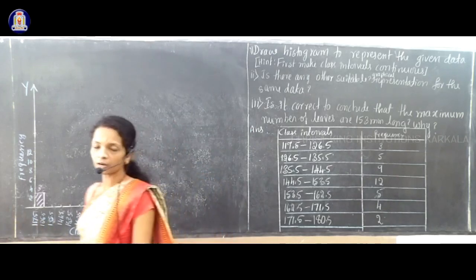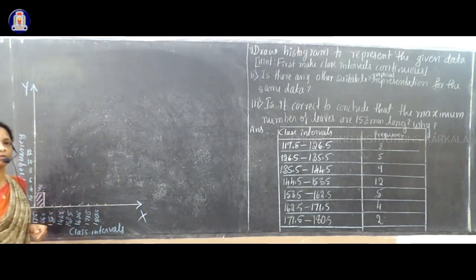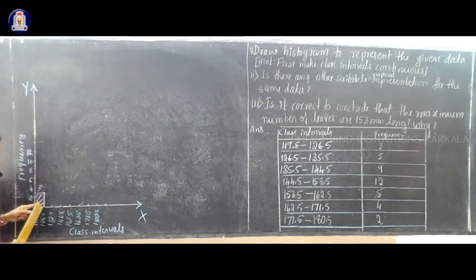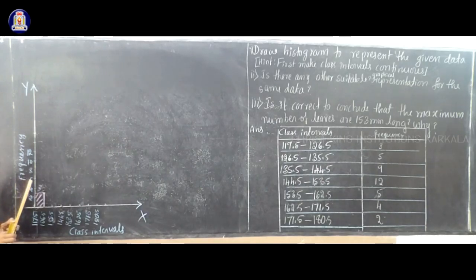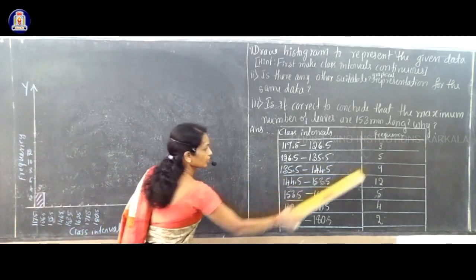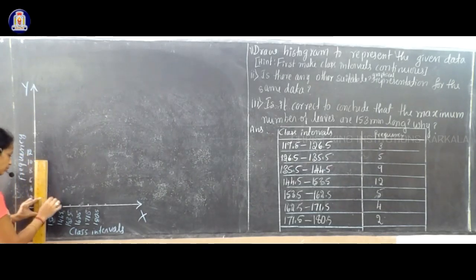You have to start with the first interval, 117.5 to 126.5, and the height of that rectangular bar is 3. How to get the height? You have to look at the frequency. Next class interval, 126.5 to 135.5. For that, what is the height of the rectangular bar? The height of the rectangular bar is 5. Why? Because in that class interval the frequency is 5. So up to 5 you have to take the length of the rectangle.